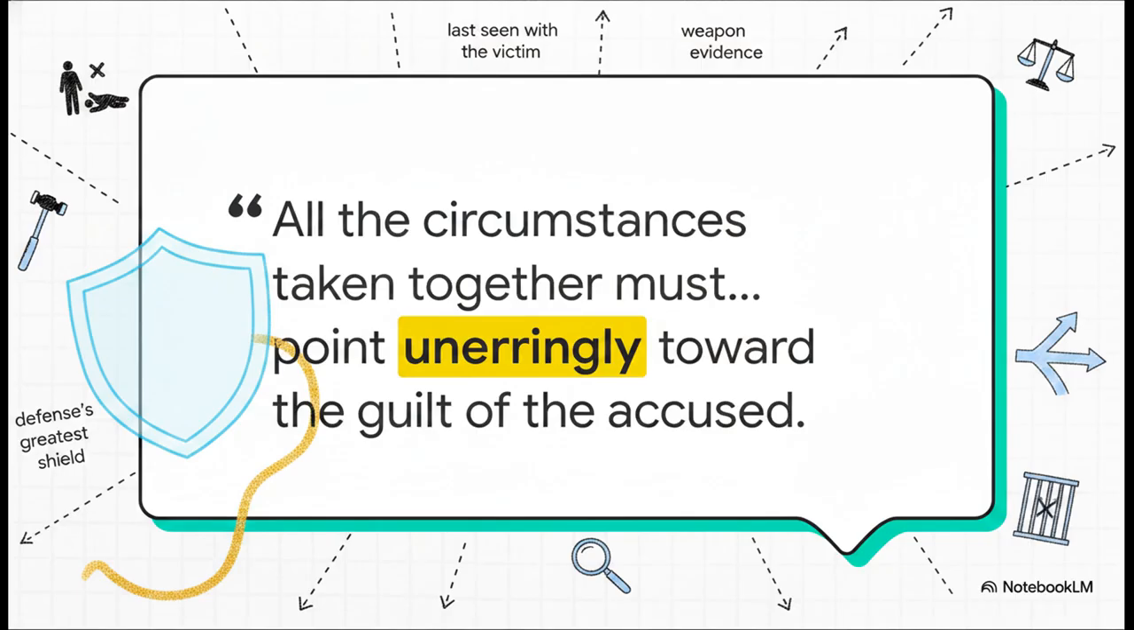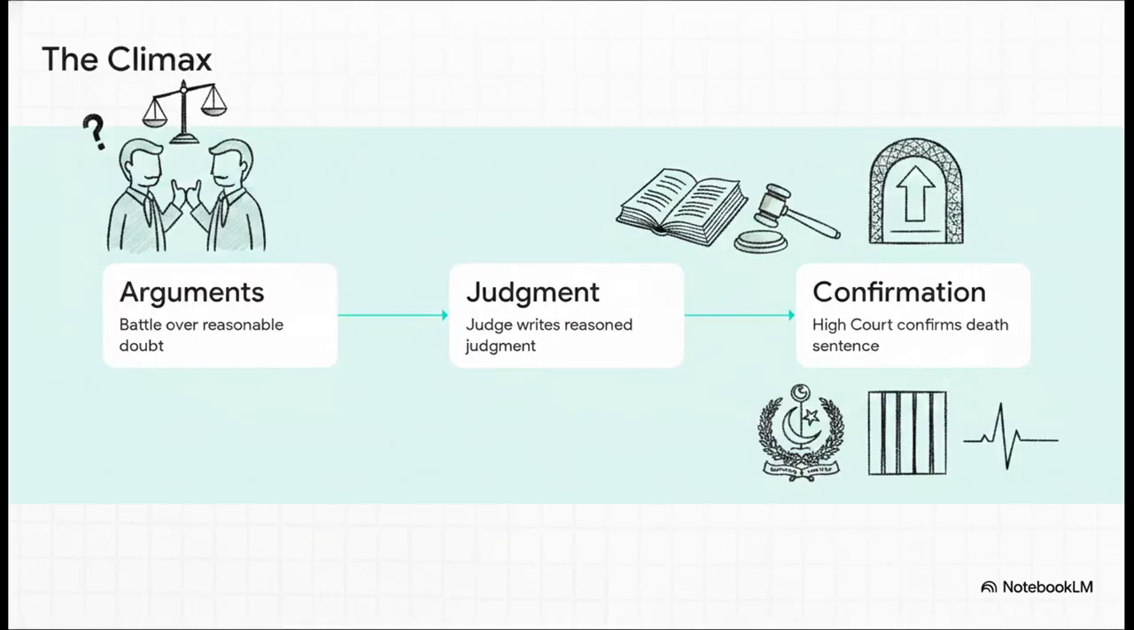If there is any reasonable alternative explanation, any hypothesis at all where the accused might actually be innocent, the judge must acquit them. It is a phenomenally strict standard, meticulously designed to absolutely prevent executions based merely on suspicion or probability. In this court, you absolutely cannot hang a person on a maybe. So, we finally reached the climax of the trial.